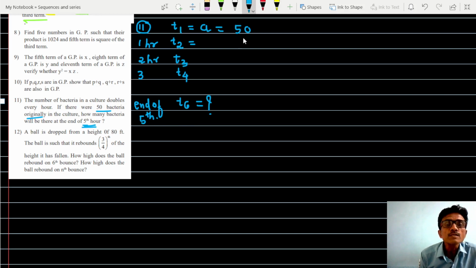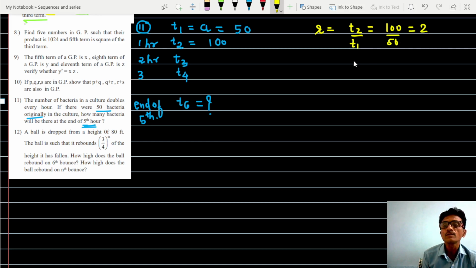Okay, A is equal to this, or number of bacteria in a culture doubles in every hour. That means T2 will be what? It doubles, so it will be 100. Okay. So what is common ratio R? It is T2 upon T1. What is that? 100 divided by 50, that is 2. It doubles, so it is 2. Common ratio R is equal to 2, and first term A is equal to 50.